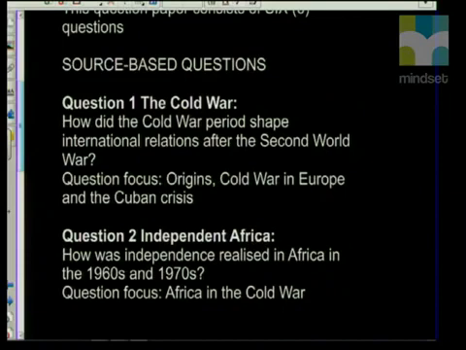And then question 2 is independent Africa. How was independence realized in Africa in the 1960s and 70s? The focus there will be Africa in the Cold War. So you get to choose either the Cold War or independent Africa. Again, please make sure you don't do both.